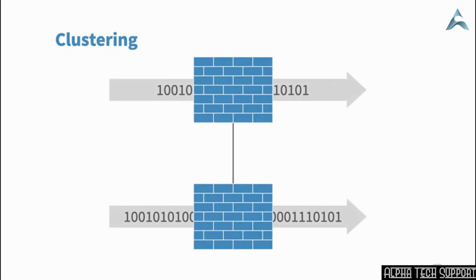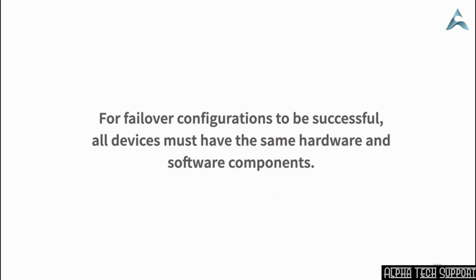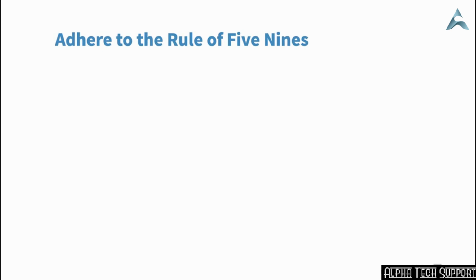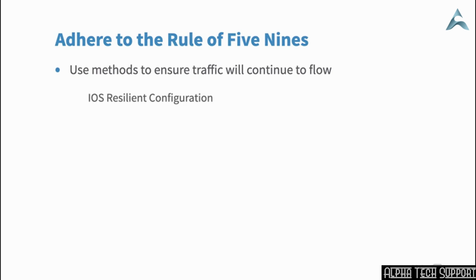And with clustering, all ASAs are active in a cluster, and you can use more than 2 ASAs in a cluster to provide redundancy. One key element is for failover configurations to be successful, all devices must have the same hardware and software components. So in order to adhere to the rule of 5 nines, we use methods to ensure traffic will continue to flow in case of device failure. Methods include iOS resilient configuration, redundant protocols, and Cisco's high availability technology.